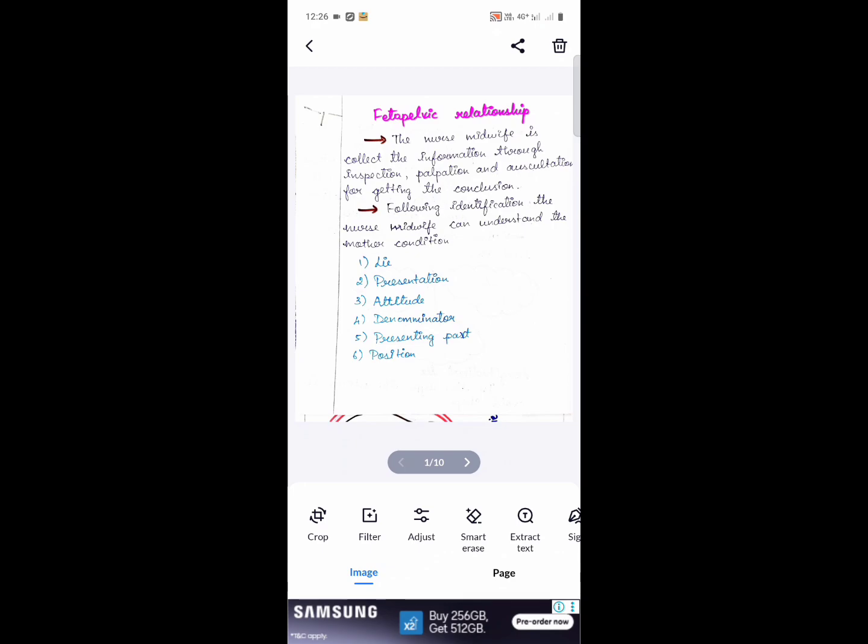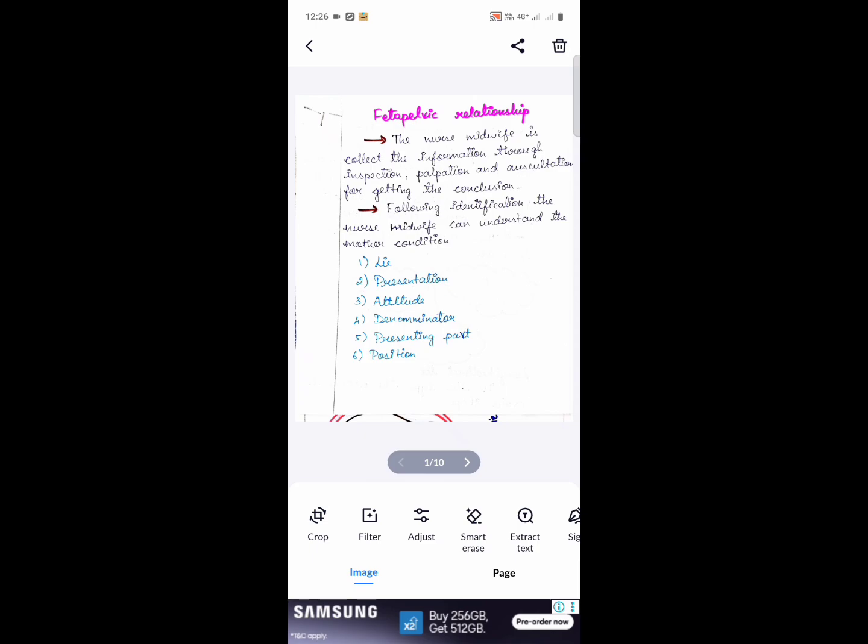Today we are going to see the fetopelvic relationship. In that topic, the nurse midwife collects information through inspection, palpation, and auscultation to reach conclusions. If antenatal patients come, we have to know the position and presentation of the fetus. For that purpose, we are going to do the antenatal assessment.